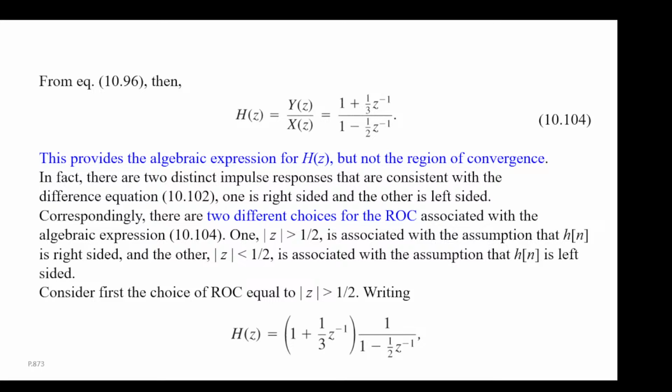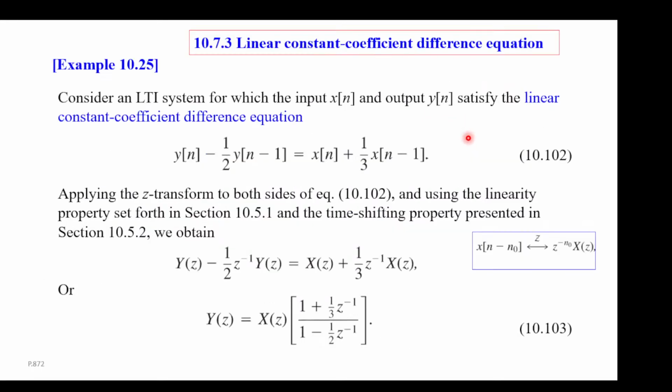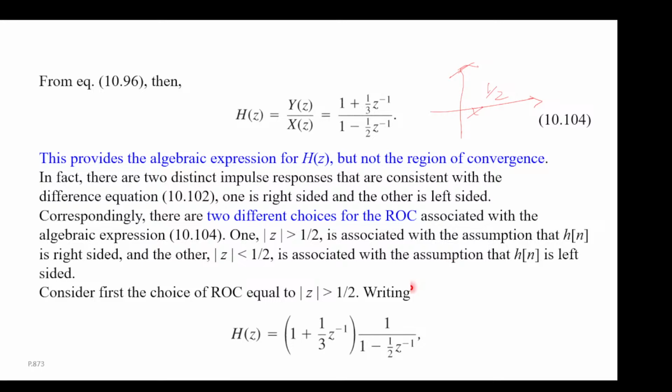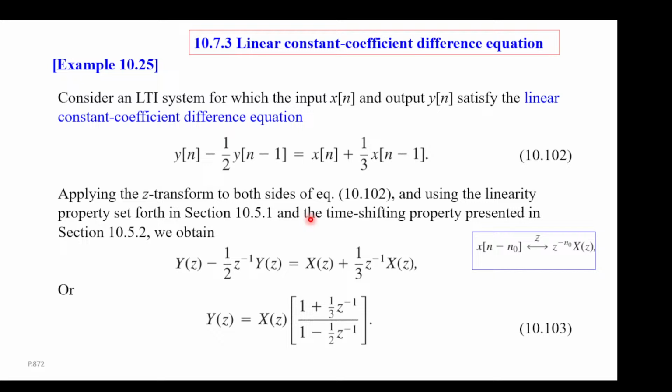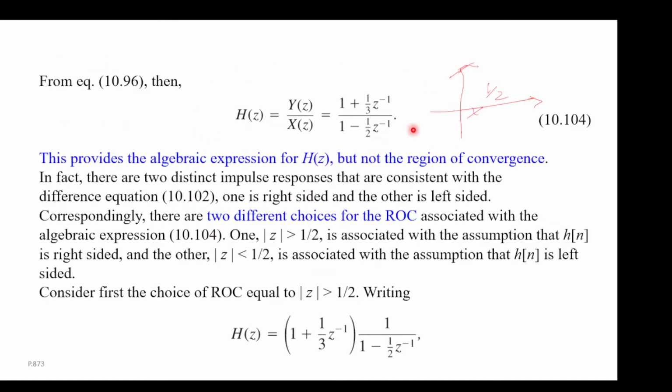Okay, so it has a pole at z equal to 1/2. There are two possible ROCs, outside or inside, and that can be determined by many things. For example, you can have an initial rest condition, and that will tell you that your system is causal, or you can choose other things. Because the system needs more conditions to be totally determined, the relation between x and y, you can calculate the system function here.